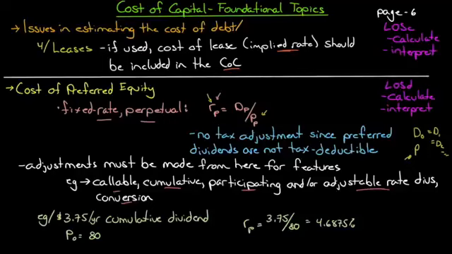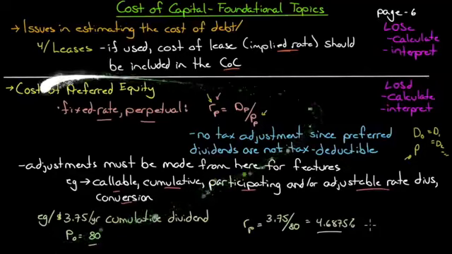Here's an example from the reading itself. $3.75 a year cumulative dividend. The price is $80. Well, if it's $3.75, we're getting that off of 80. You can see that for an investor, the yield is 4.6875%. That's the cost of the preferred share to the company.